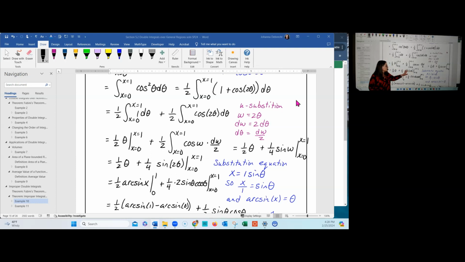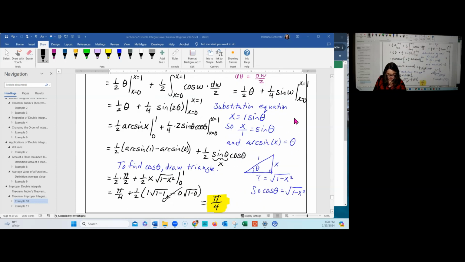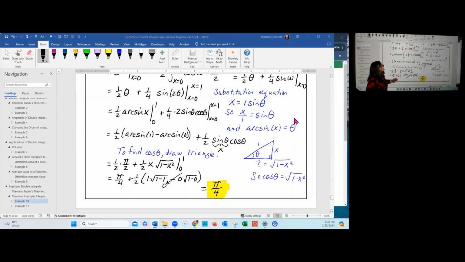Now both terms are written in terms of theta, so it's time to go back to the trig substitution equation, x equals sine of theta. If x is sine theta, then x divided by 1 is also sine theta, and the arc sine of x is equal to theta. That will allow me to replace theta in the first term. However, I have sine of 2 theta, but everything from the trig substitution is in terms of theta. That means that I have to rewrite the sine of 2 theta using a double angle. I rewrite it as 2 sine theta cosine theta, which will give me 1/2 sine theta cosine theta.